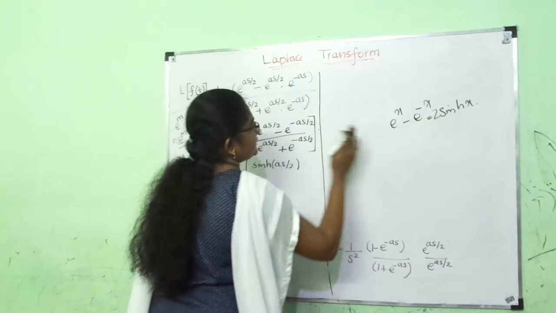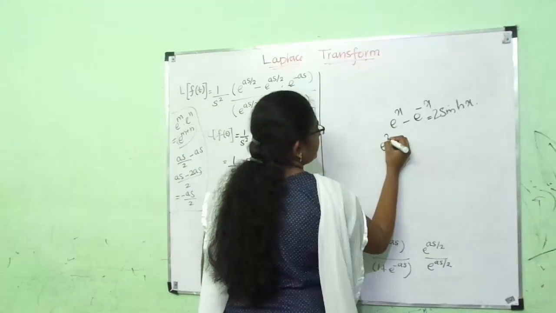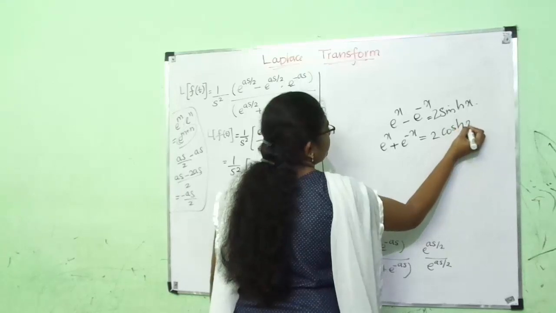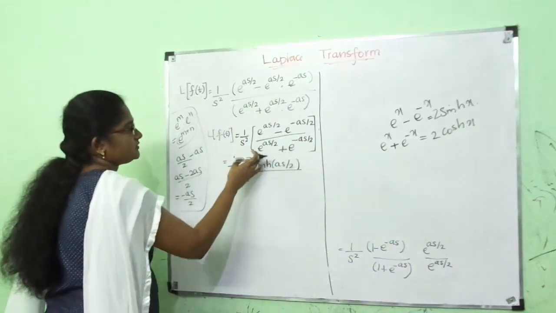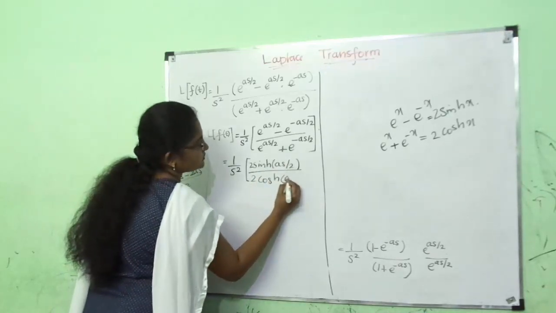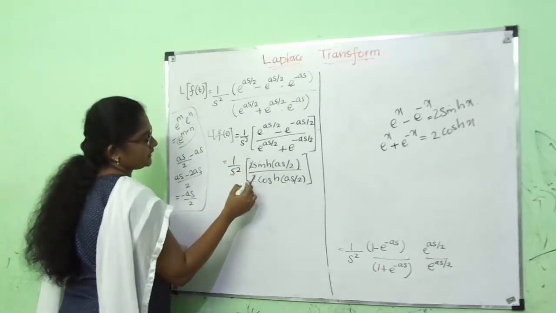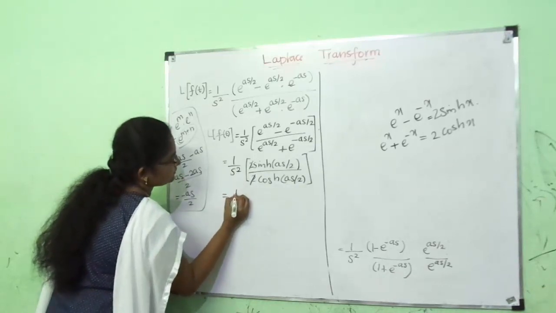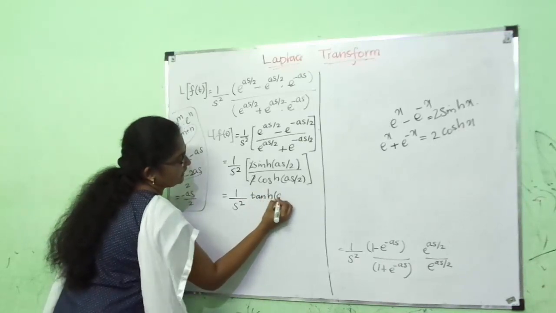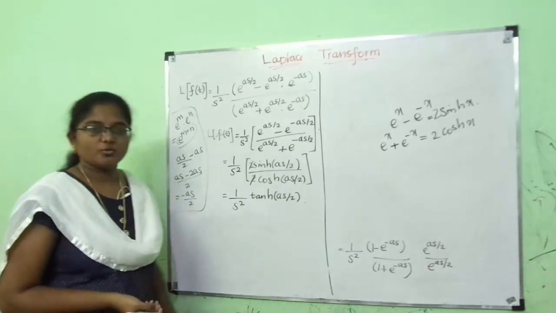We get 2 sinh x divided by, similarly e power x plus e power minus x is 2 cosh x. So we replace this term by 2 cosh x. 2 cosh, in the place of x you have as by 2. We all know that sin by cos is tan. 2 gets cancelled, sin by cos is tan. So we are replacing sinh by cosh as tanh of as by 2. This is the Laplace transform of the given periodic function. Hope you understand. Thank you.